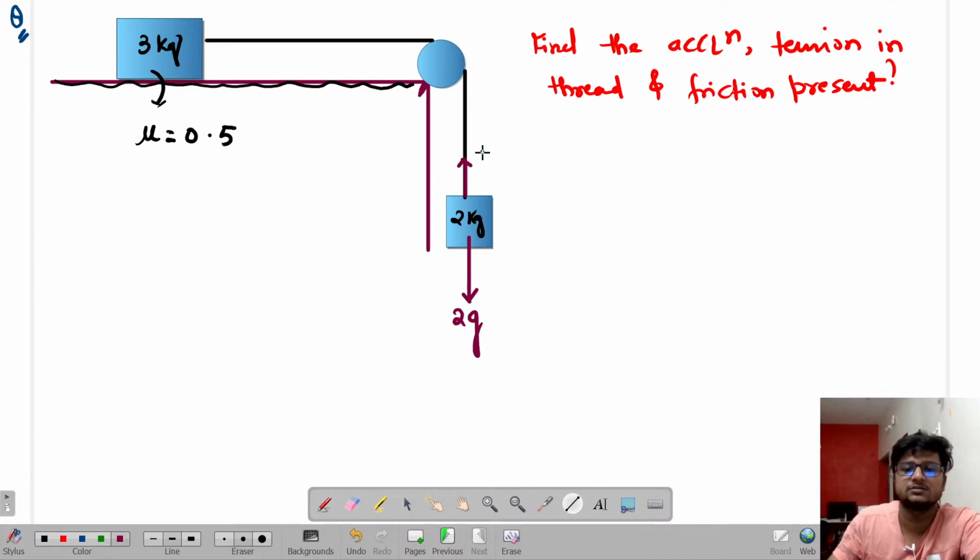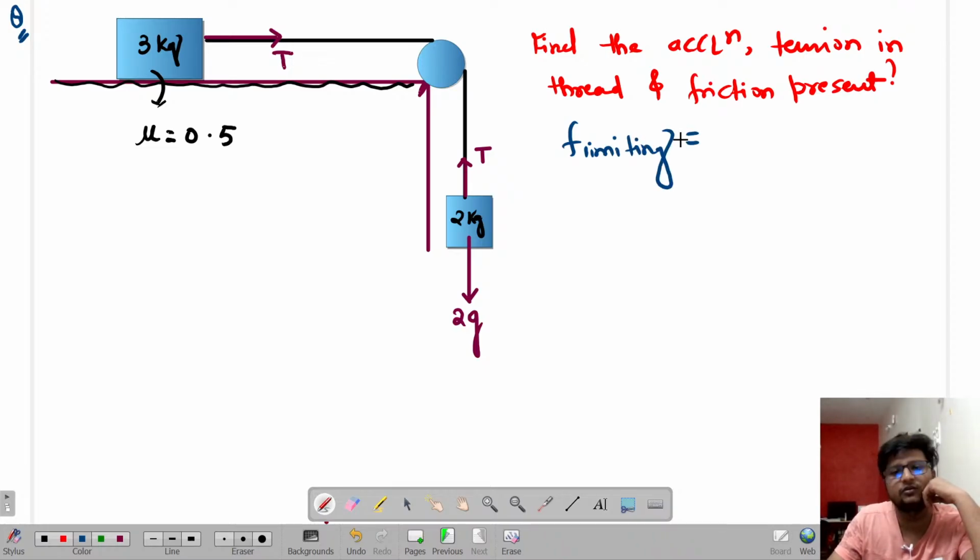And this is what, tension T, correct? This is also tension T. Like in any thread and block problem, if the mass below is lesser than the mass up, and the surface is not smooth, go back to the same idea. Find F limiting first of all. You don't know what can happen. F limiting is simply mu mg. Mu is 0.5, mass is 3, and gravity is how much? 10.